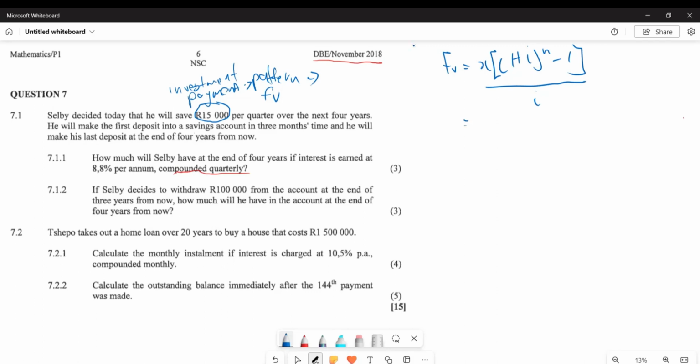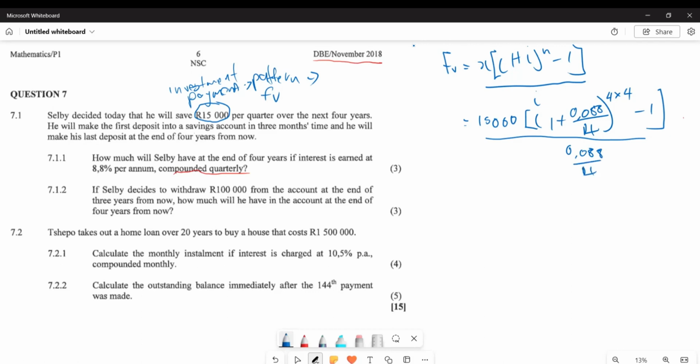Now let's see. The deposit is 15,000, so 15,000 times 1 plus 0.088 over 4, because this is compounded quarterly. For how long? For 4 years, so the power is 4 multiplied by 4, subtract 1, over 0.088 divided by 4. Isn't it so?